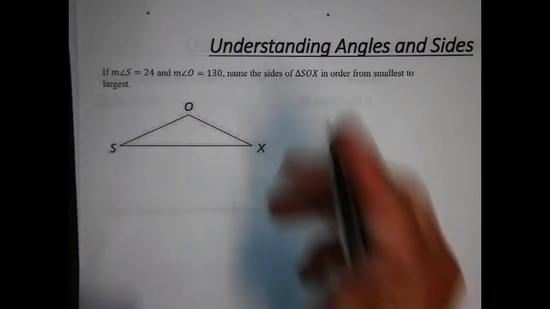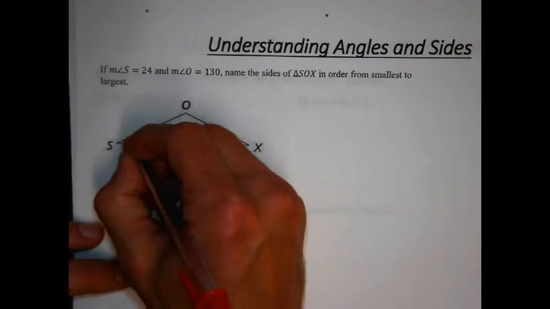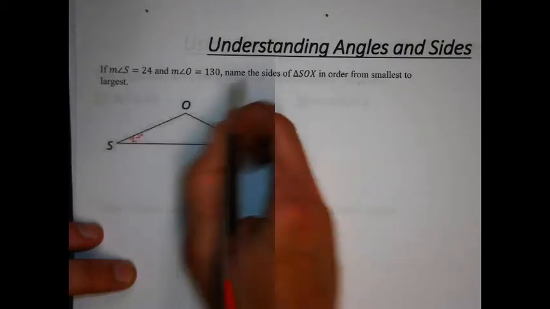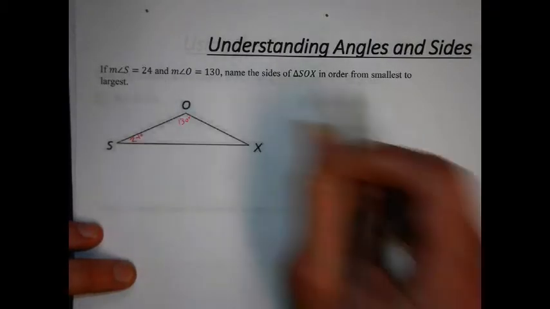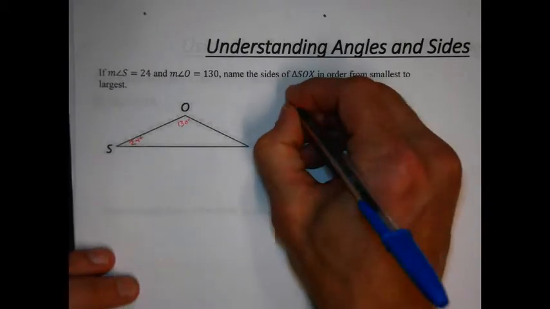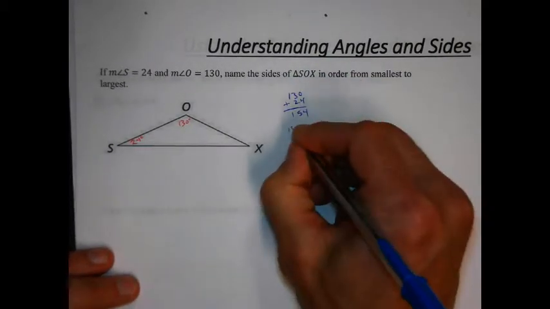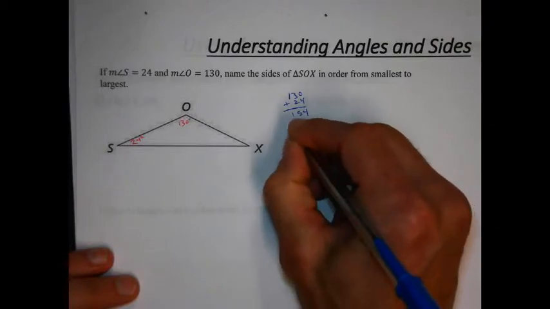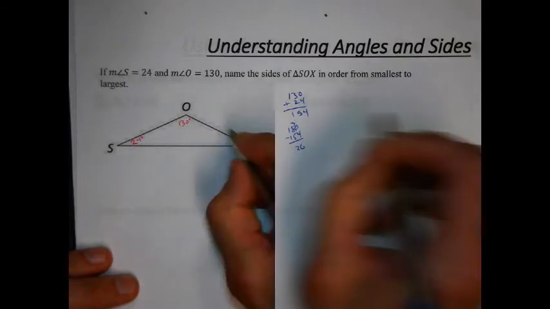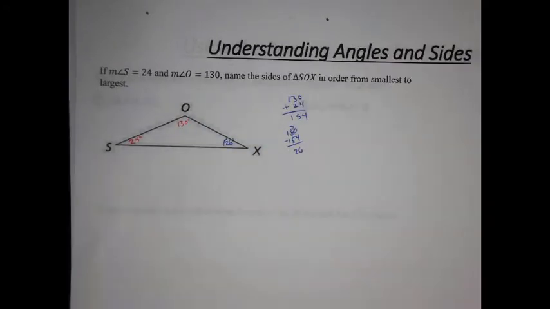Okay? So let's put some stuff here. The measure of angle S is 24. The measure of angle O is 130. What must the measure of angle X be? Let's take a look. So we add our 130 and our 24. We have 154. If we take that away from 180, that will give us 26 degrees. Aha. So that's interesting. The measure of angle X is 26 degrees.